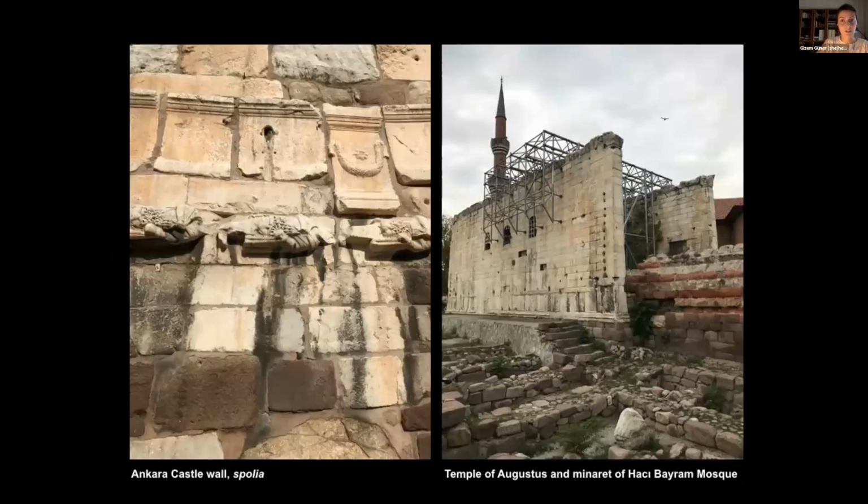The castle walls seen from the site, where ruins similar to those preserved within the site are embedded within its walls as spolia, are testaments of the integration or perhaps appropriation of the past.